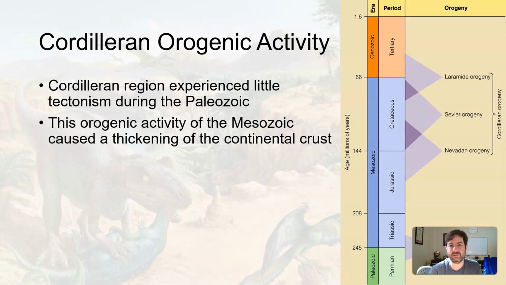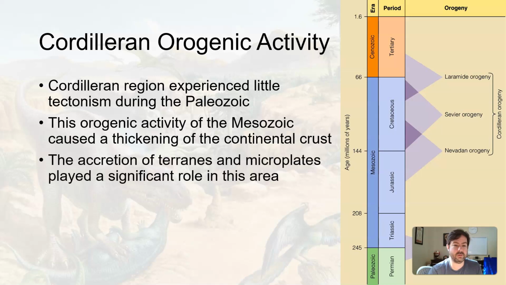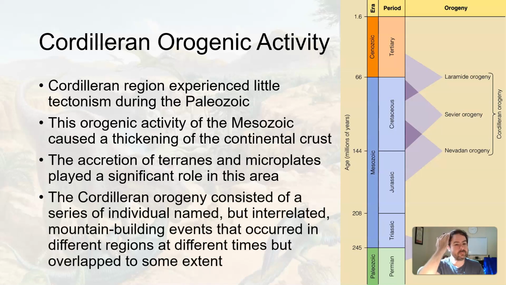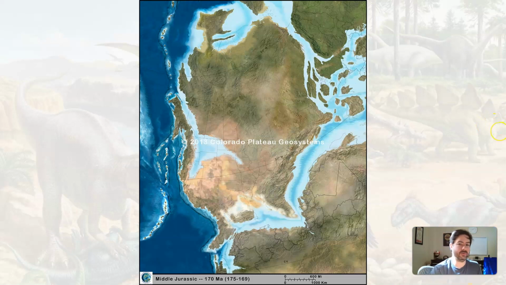This orogenic activity caused a thickening of the crust on the West Coast, and again, you get a bunch of these island arc terrains accreted, as well as little microplates accreted onto North America, so it plays a big significant role here. Again, these were kind of 3 different orogenies, but we can consider them all overlapping. We had 1, 2, 3. They're all happening at the same time, all driven by this oceanic to continental crust convergent boundary.